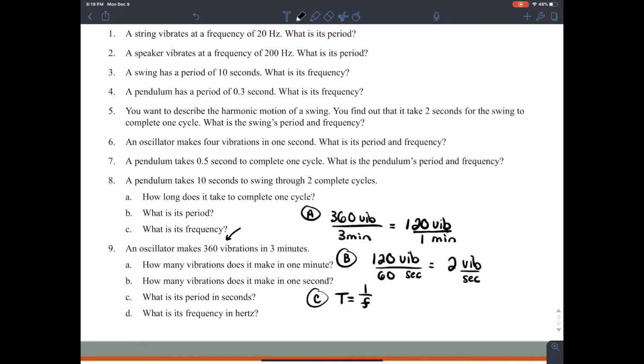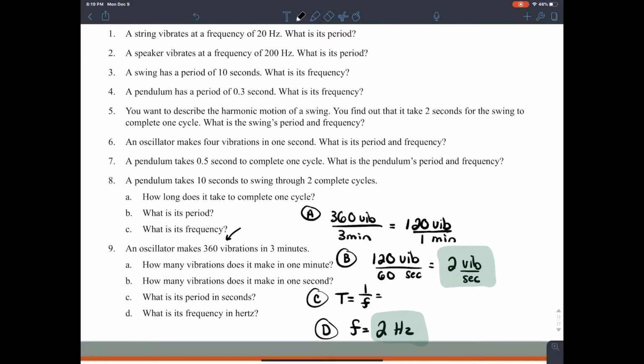See, part D, if we look at part D first, it says, what is the frequency in hertz? Frequency is the number of vibrations per second. And if you look right here, you already know the number of vibrations per second. So if the number of vibrations per second is 2, that means that the frequency right here is 2 hertz. Yes, those two things, they are the same. The number of vibrations per second and the frequency, they're the exact same thing.